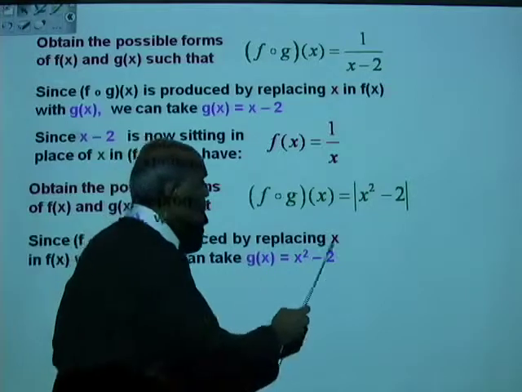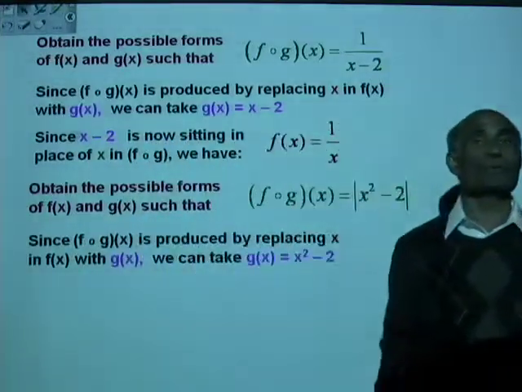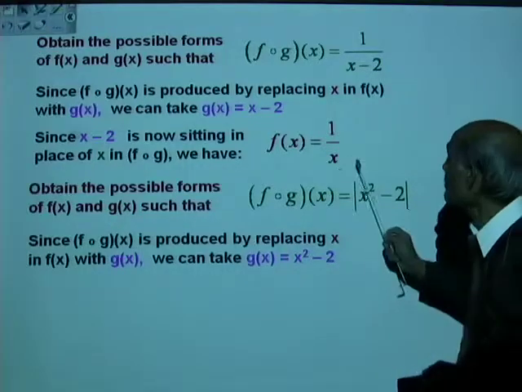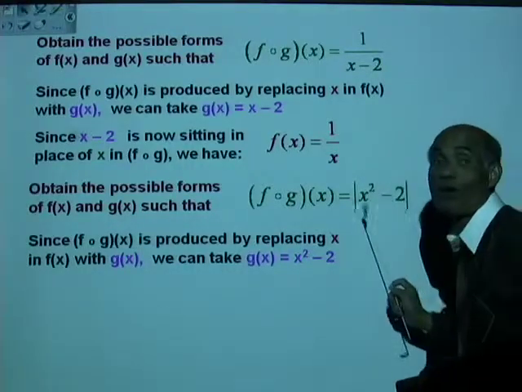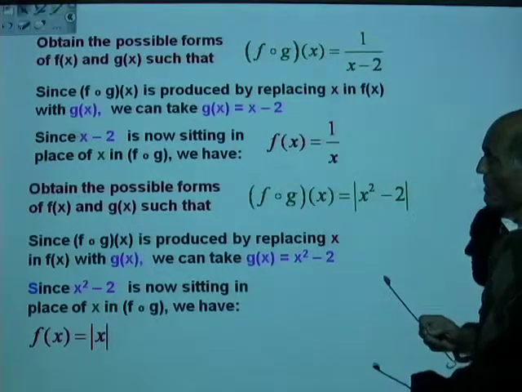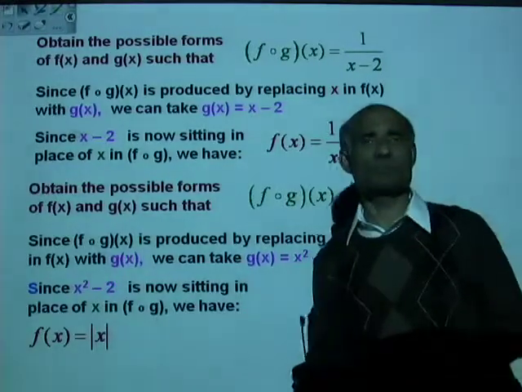If g of x is x squared minus 2, then what will be f of x? F of x will be absolute value of x. That's right. Okay, that's been very simple.